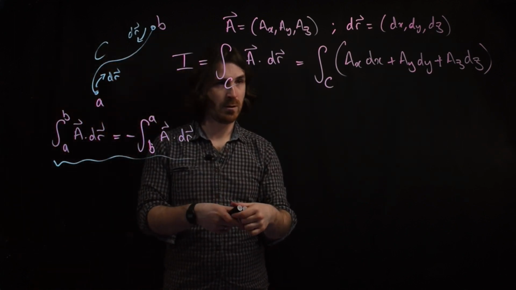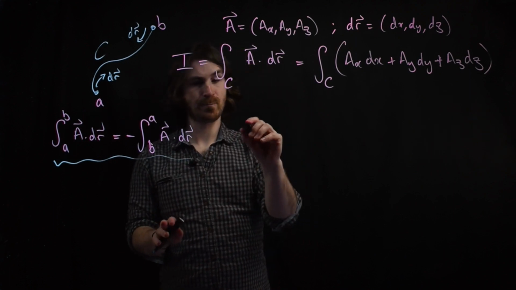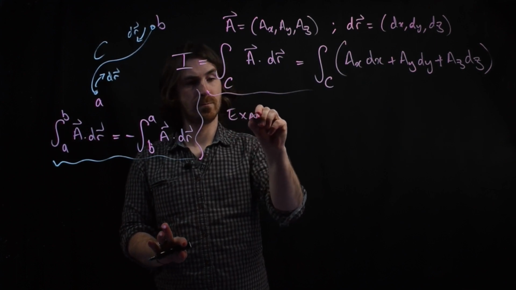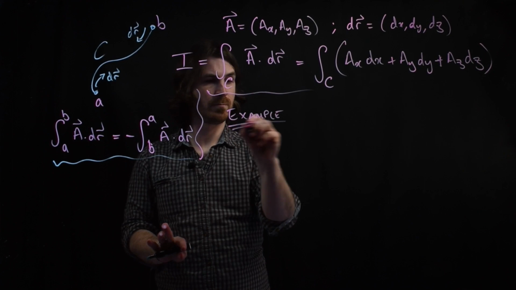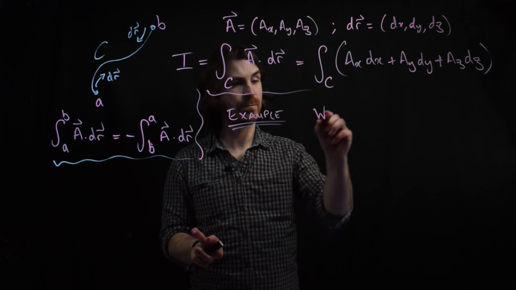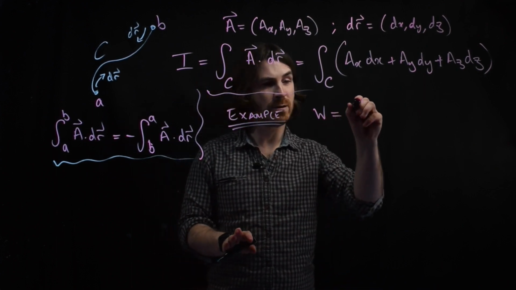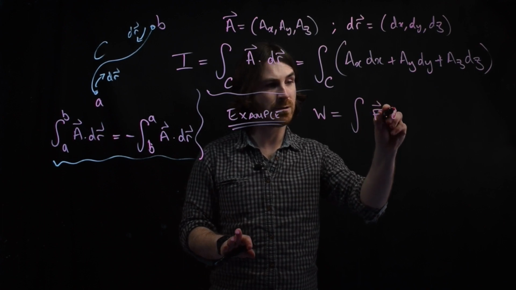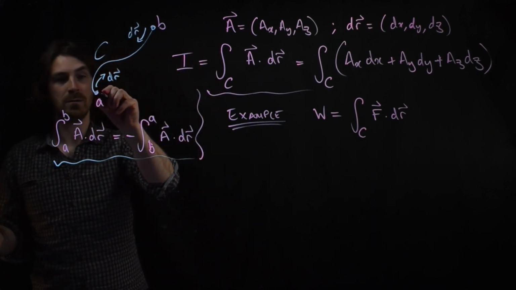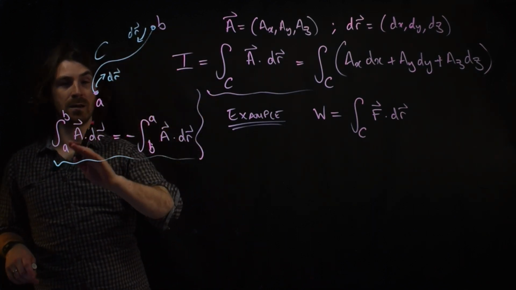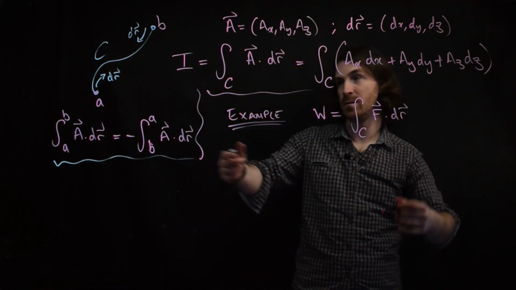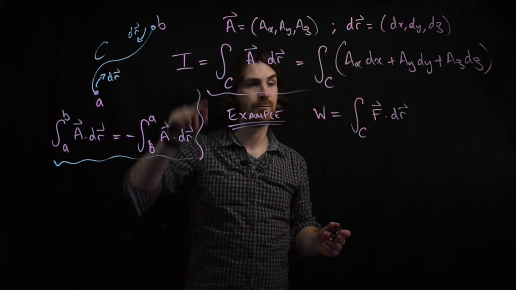All right. Okay, let's think about an example, and let's think about the work done by a force. The work done by a force, in general, is given by the integral of the force dot dr, and you're going along some curve C. So you have a particle that moves along some curve C, and a force acts on it, and you're asking for the work done by the force, so the energy expended moving the particle along this curve.